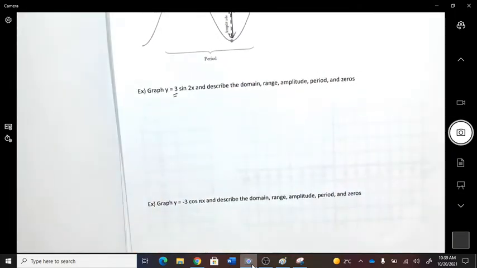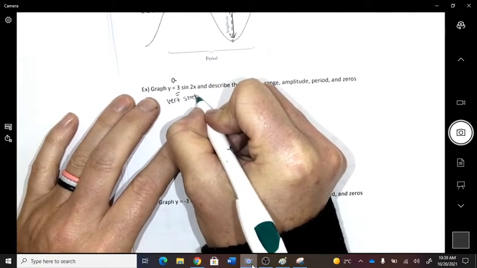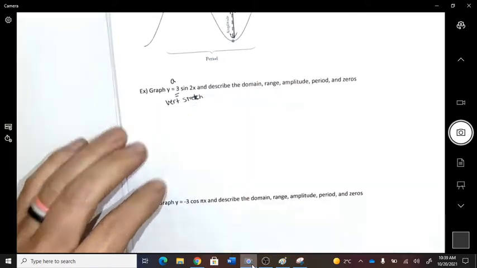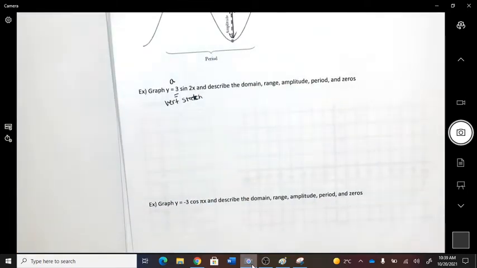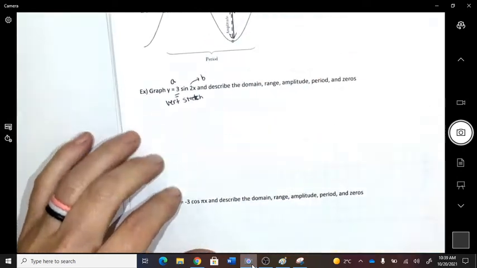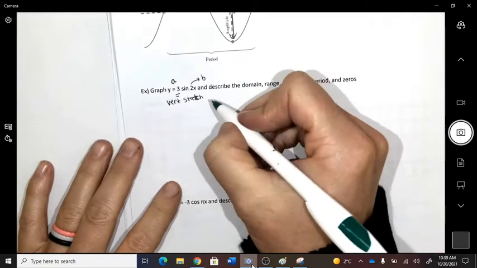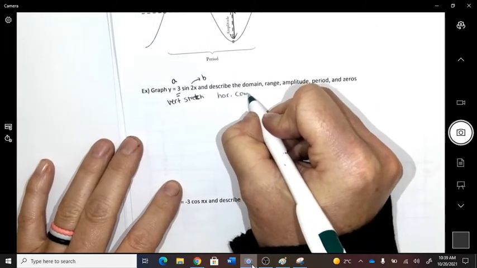What position is this 3 in if I think ABCD? It's in an A position. Okay, so that's going to be a vertical stretch. And what is the 2 in? An A, B, C, or D? It's in a B position. You see why it's in a B position? It's right with the X. So it's going to horizontally compress.